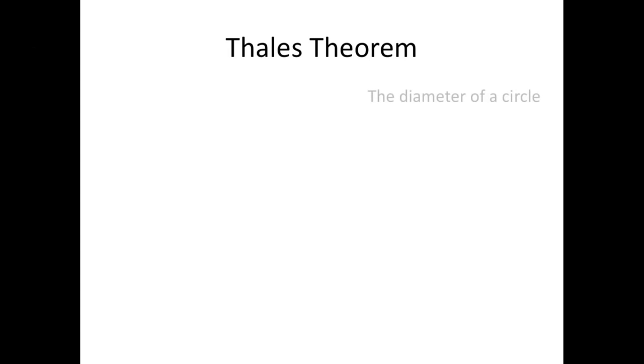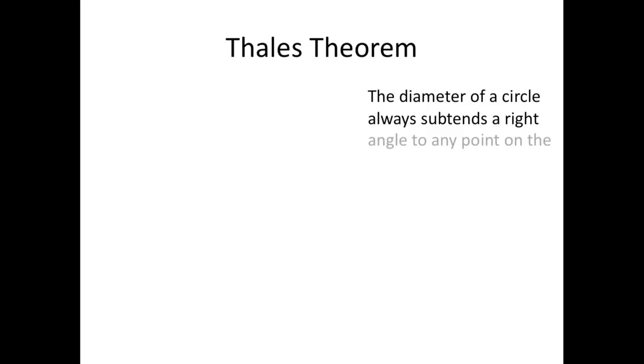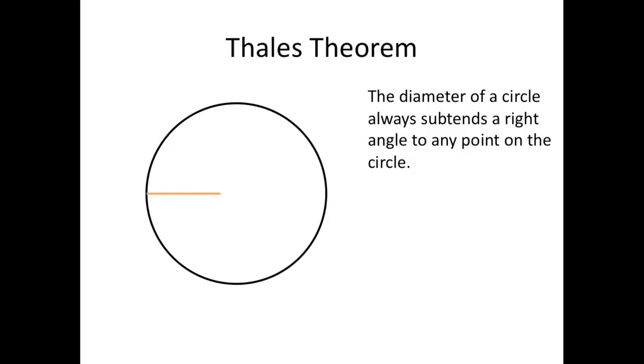So today's lesson is going to be on Thales' Theorem. Thales' Theorem states that the diameter of a circle always subtends a right angle to any point on the circle. To understand this theorem, let's first draw ourselves a circle and mark its diameter.